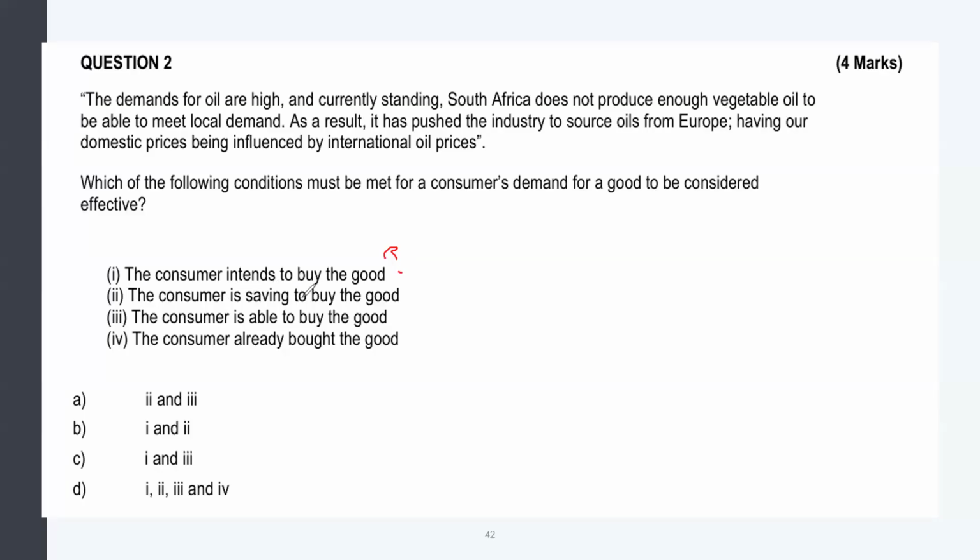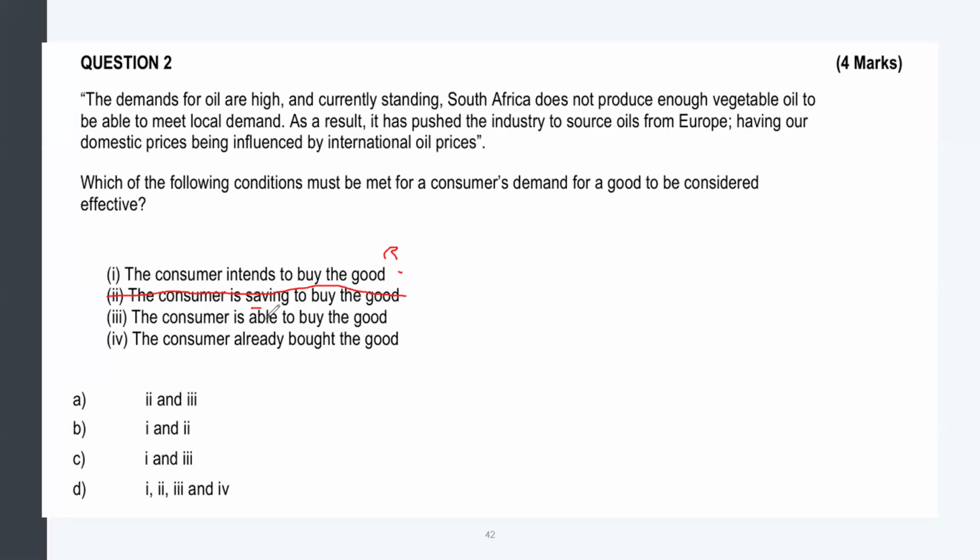The consumer is saving to buy the product. This one is out. Why am I saying it's out? Because if you are saving, it means that you don't have the money yet. It's not yet enough. So you don't have the ability. So that one is completely out.